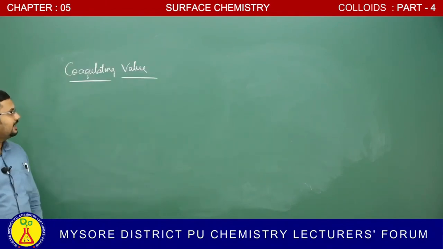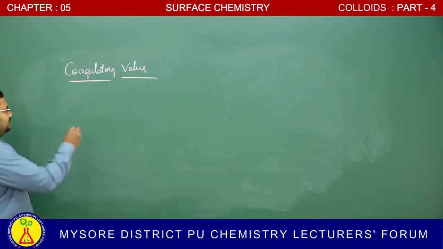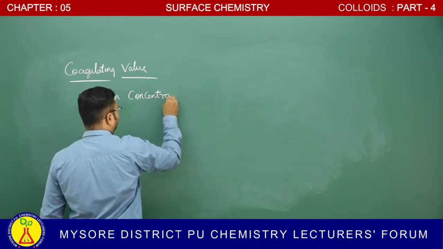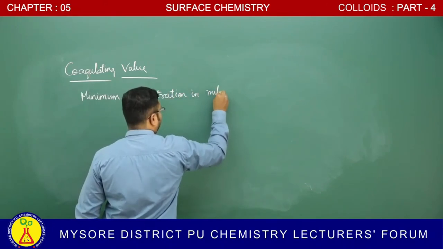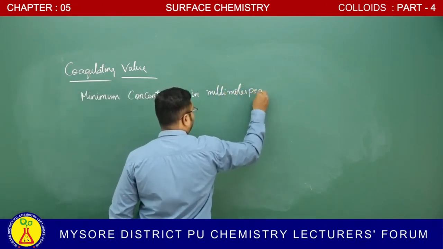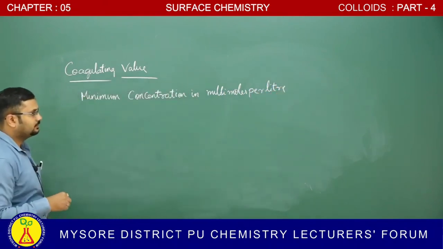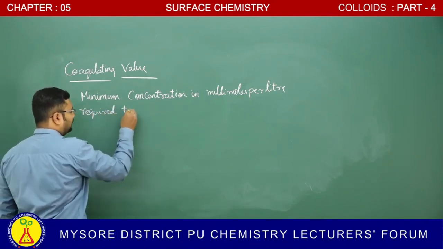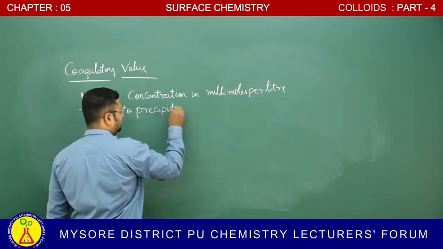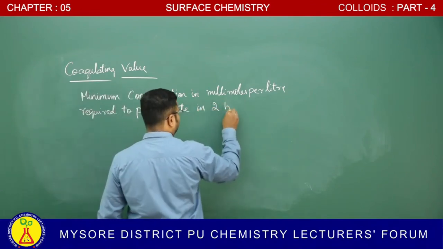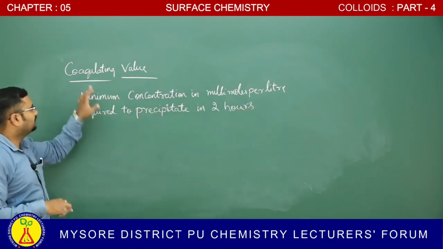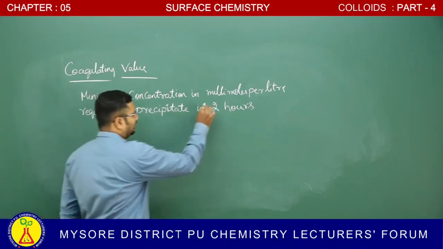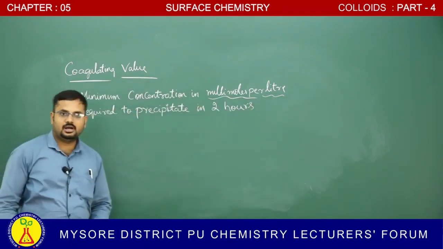Okay, so next to examination, coagulating value. We have to define coagulating value. What is this coagulating value? The minimum concentration in millimoles per liter required to precipitate the salt in 2 hours is called the coagulating value. Now, coagulating value, what do we call it? The minimum concentration in millimoles per liter required to precipitate in 2 hours, and that is called the coagulating value.